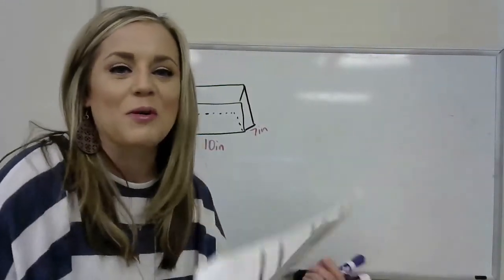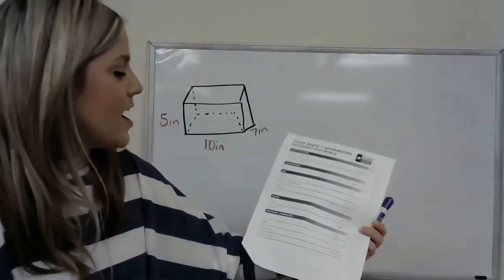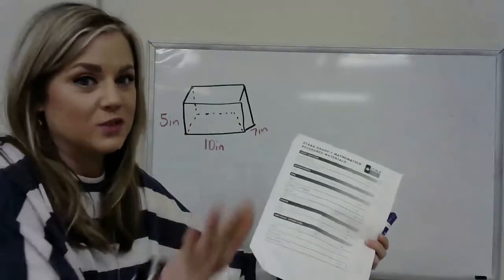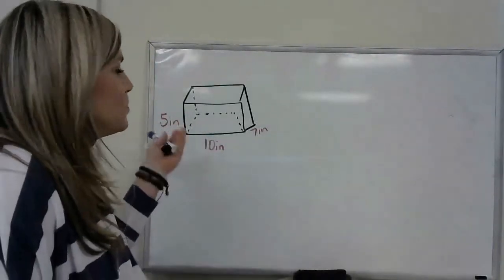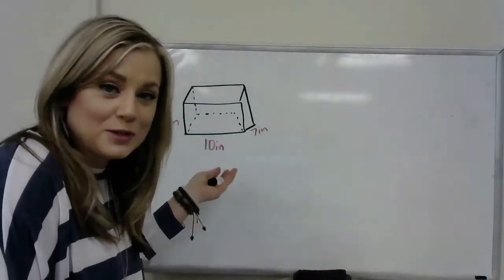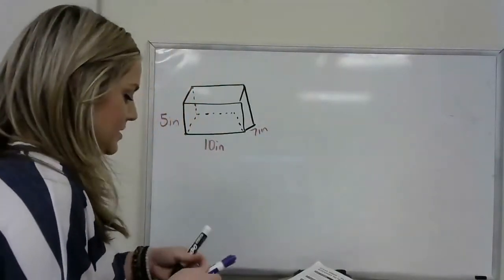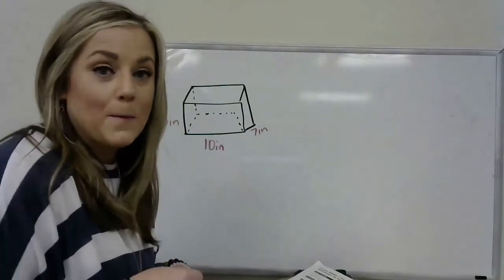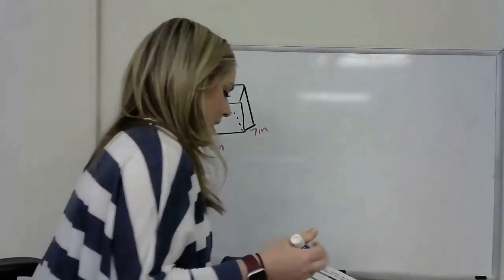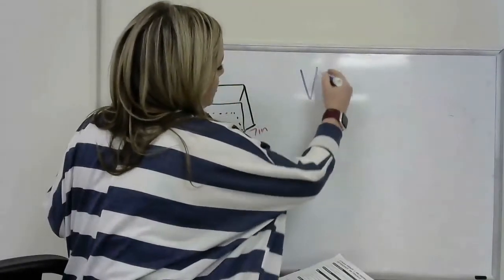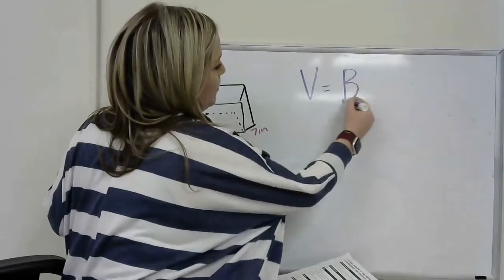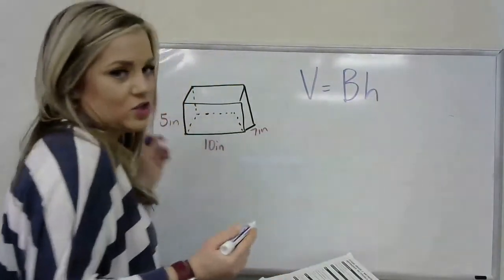All right, guys, so you're going to need your handy-dandy formula chart or a reference sheet from the state of Texas. And so if we look at volume, because that's what we're trying to find, and I have this beautiful rectangular prism, not a pyramid. Pyramids come to a point. Okay, so I've got this rectangular prism, and the formula is the volume equals a capital B times the H.